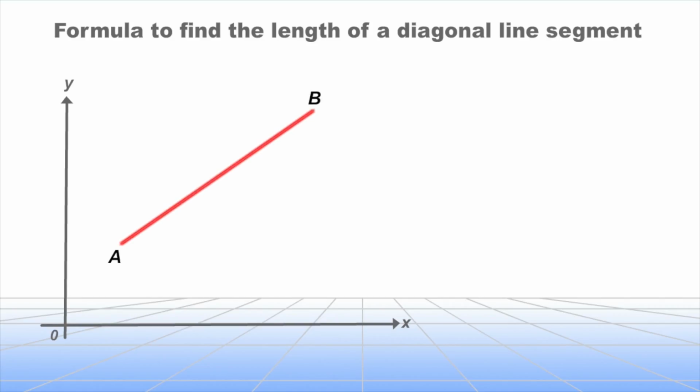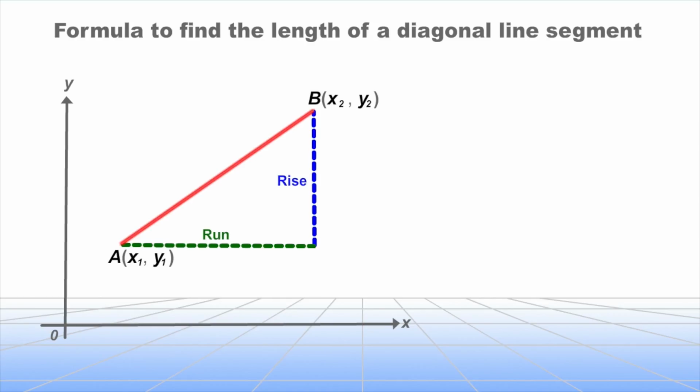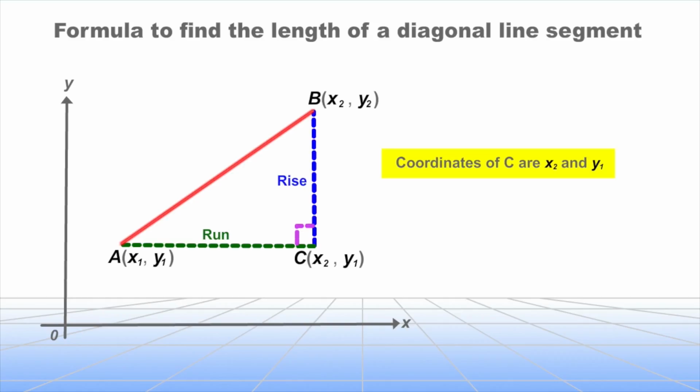Consider this line segment AB with the coordinates of the two endpoints denoted as A, x1, y1, and B, x2, y2. We now draw a vertical line and horizontal line from the two endpoints to form a right-angled triangle. This point, C, is the right angle. The y-coordinate of this point should be y1 because A and C are on the same horizontal line. The x-coordinate of this point should be x2 because B and C are on the same vertical line. Hence, the coordinates of C are x2 and y1.